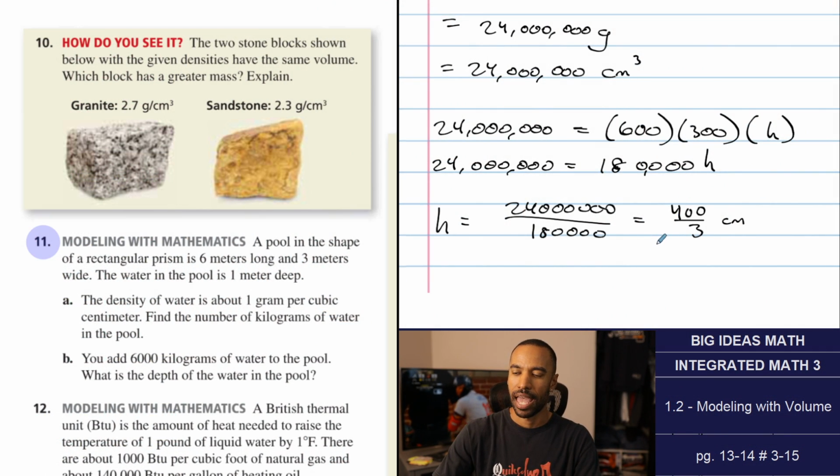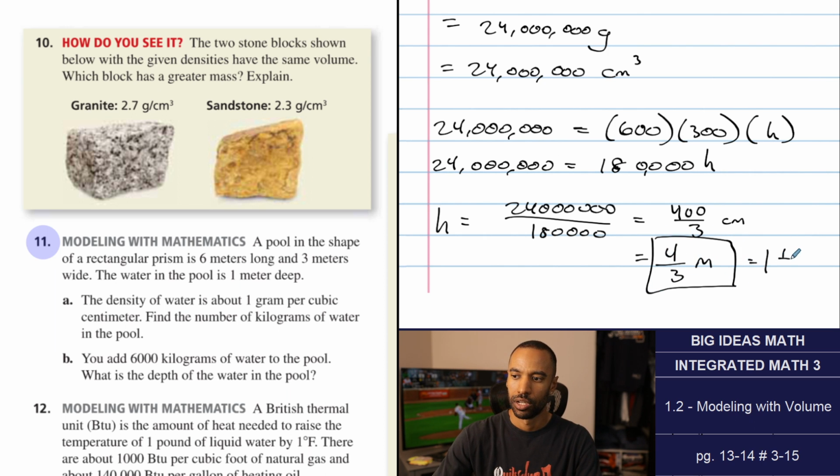Let's go to the calculator on that one. So we're going to have 24 million divided by 180,000. I hope I did those numbers right. 4 zeros with the 18, 180,000. Now this one is 400 over 3, that's centimeters though. So 400 over 3 centimeters, and if there are 100 centimeters in a meter, that'll be 4/3 of a meter. 1 1/3 meters.